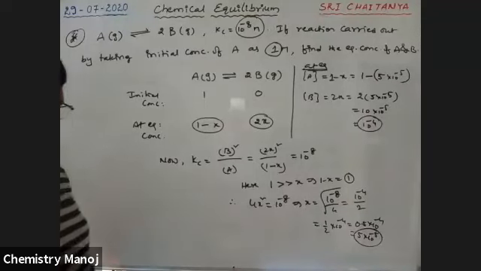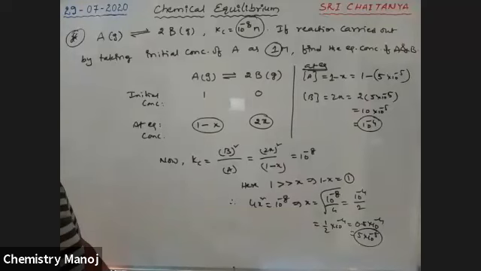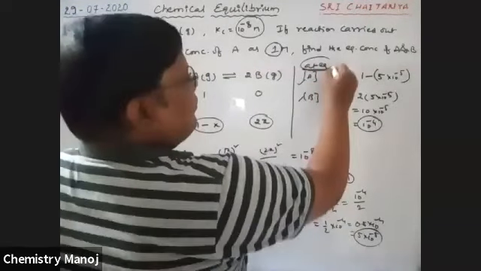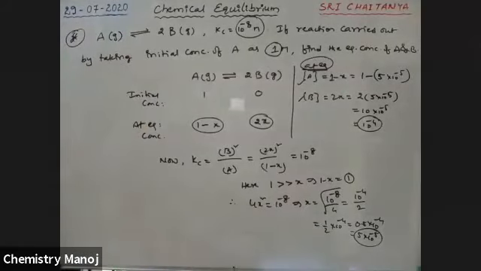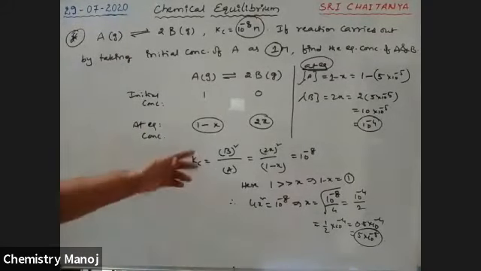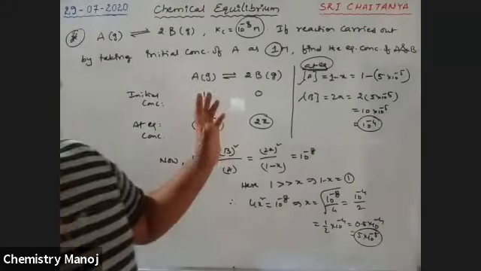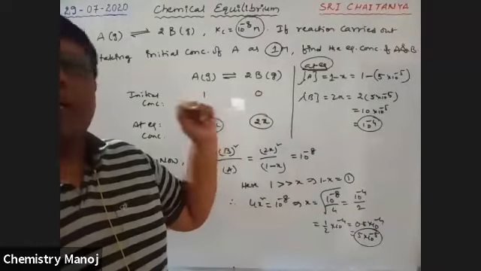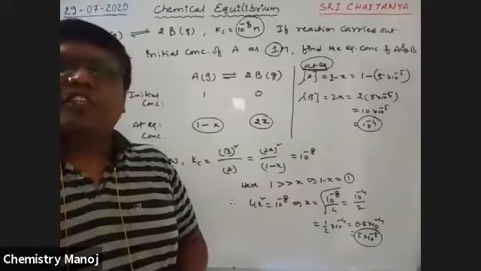Okay, this is the answer. So these are the concentrations of A and B at equilibrium. So this is the way to do the problems. What is important here is that the initial concentration is given to you, but initially B is not considered. That is why the value is taken as 0 only.